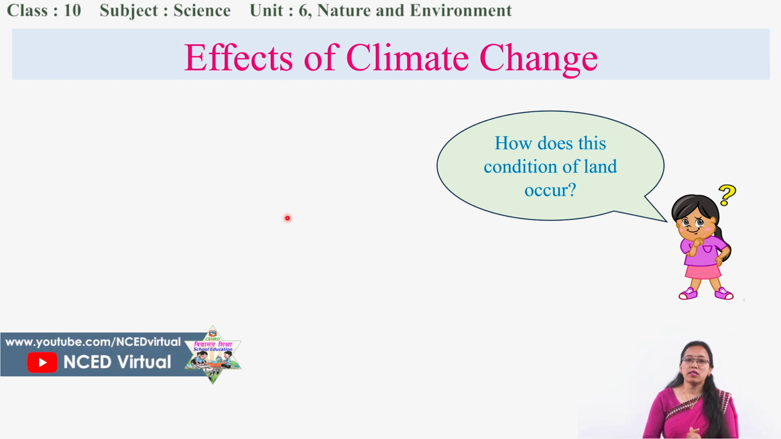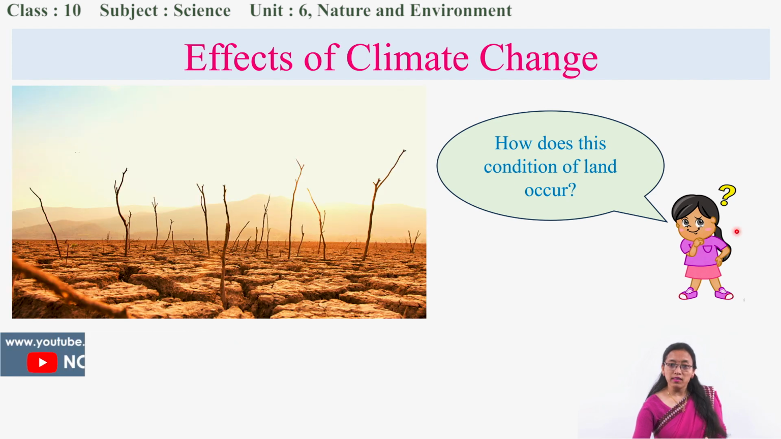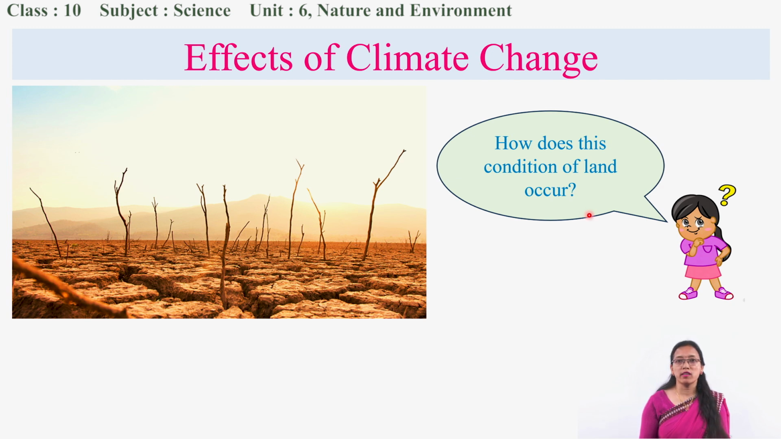First, effects of climate change. In this picture this small girl is thinking, how does this condition of land occur? Yes, what is the cause? There is no rainfall. For a long time there is no rainfall. Because of that, there is very high temperature, and due to that high temperature, the moisture contained in the soil also evaporated away. There is no rainfall, and the water contained in the soil is also evaporated away. Because of that, this condition has arisen.